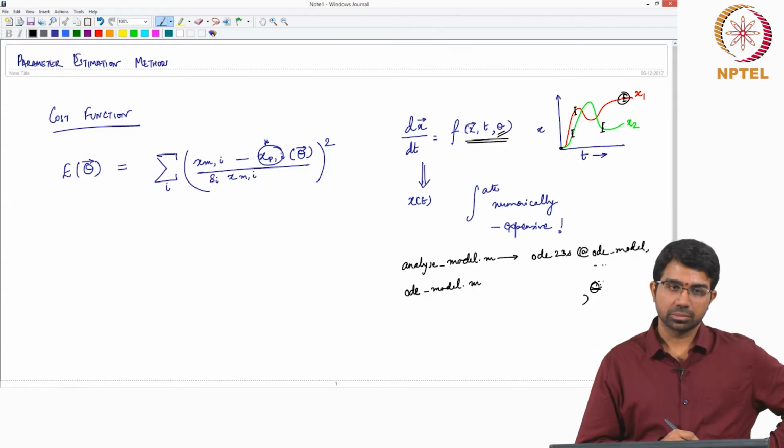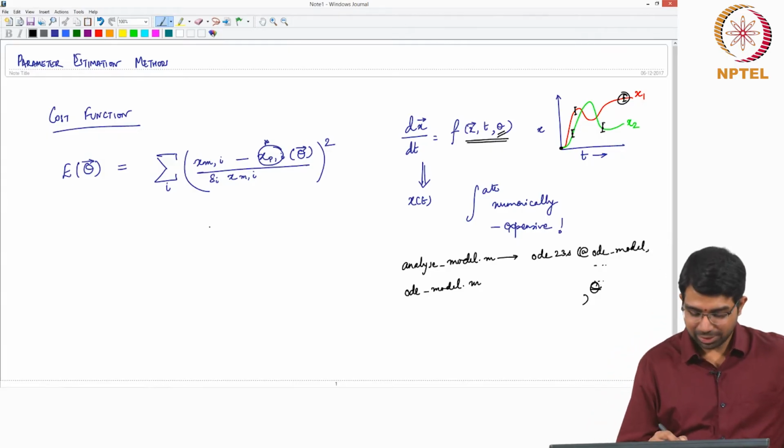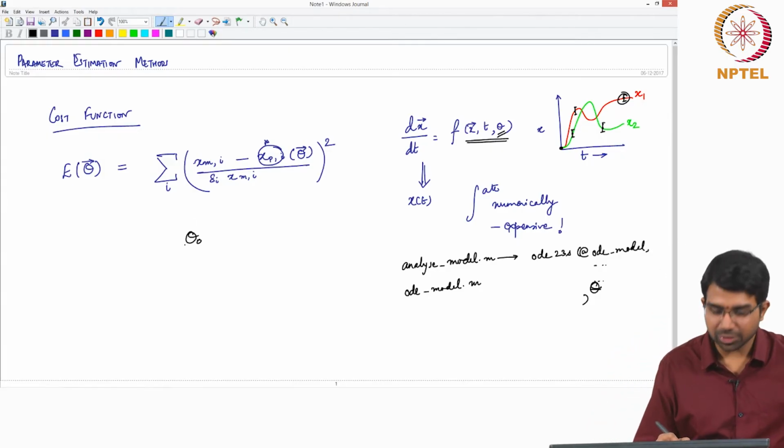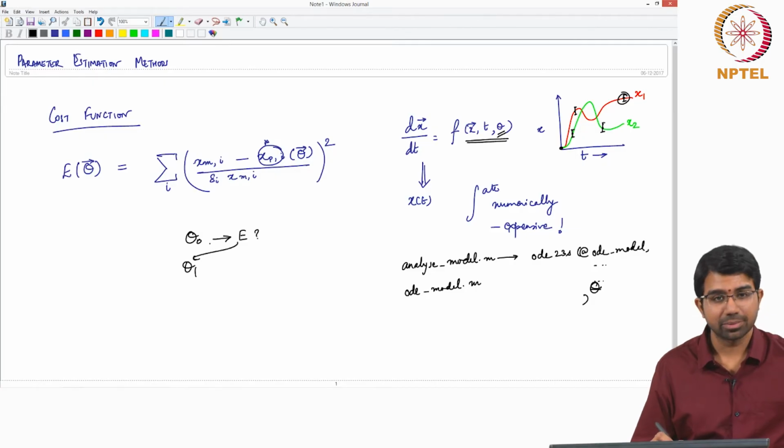But theta is just a value, right? It's not going to change with time or with anything. But it's what the estimator keeps changing. So the parameter estimator will first take a guess of theta naught. It will compute E, right? It will check how good E is. Then it will go to theta 1, hopefully by gradient.